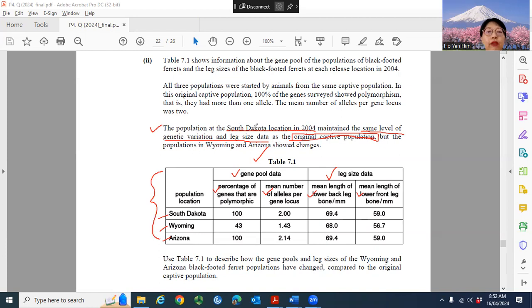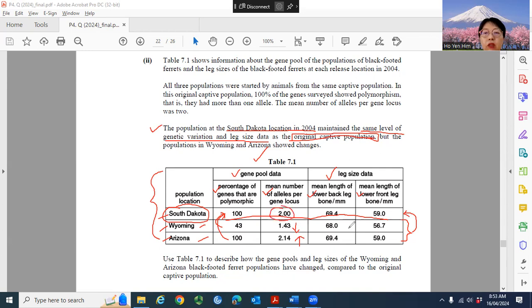They say that South Dakota data, which is this one here, all these numbers remain the same as the original captive breeding population. That means this one same as original. So therefore, for Wyoming and Arizona, we have to compare this with the original one to see whether there's increase or decrease. Okay, same. So we compare these 2 with this one. And see whether there's an increase or decrease. So let's compare here. So we see that this is a decrease here. There's increase for this one. Okay, you compare with this.